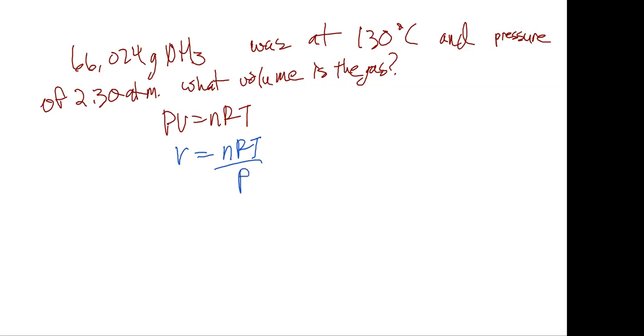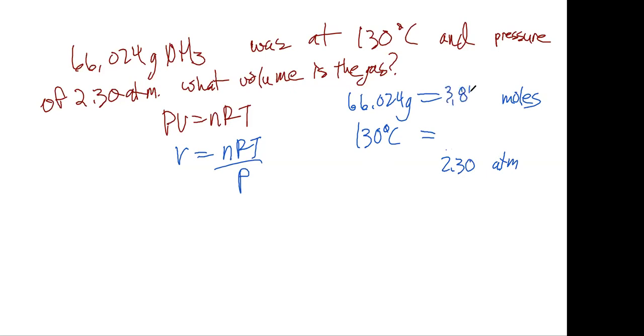And so we need to do some conversions here. And you're right, we need to get our NH3 into moles. We also need to get our degrees Celsius into what? Kelvin, right? So let's turn our 66.024 grams into moles, so 17.03. This becomes 3.8768 moles. 130, we just need to add 273.15, so this becomes 403.15 Kelvin.